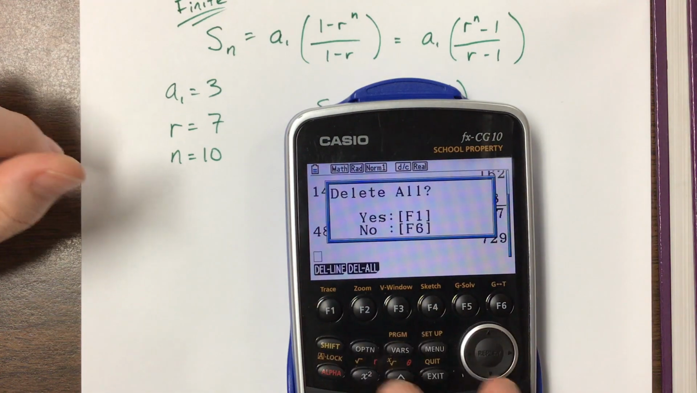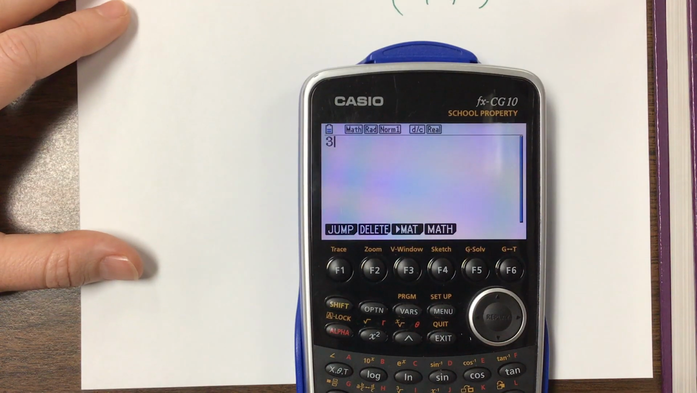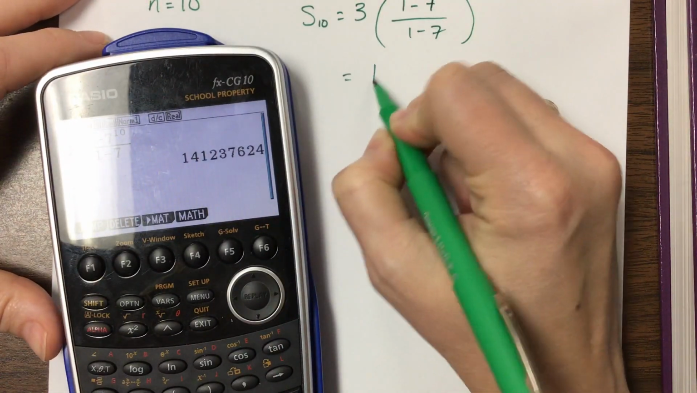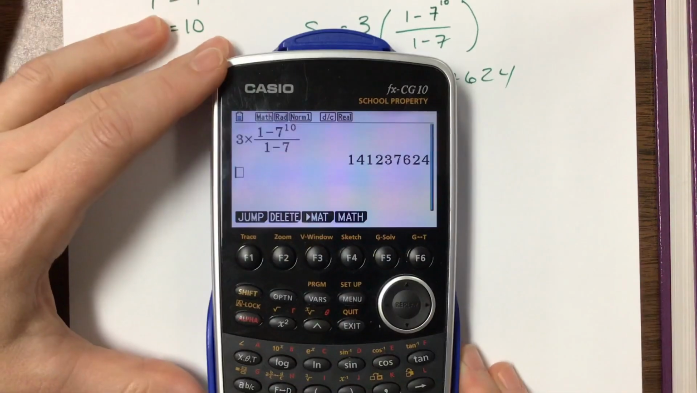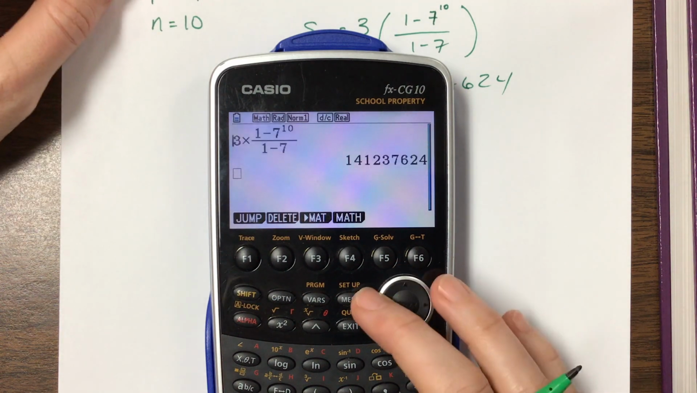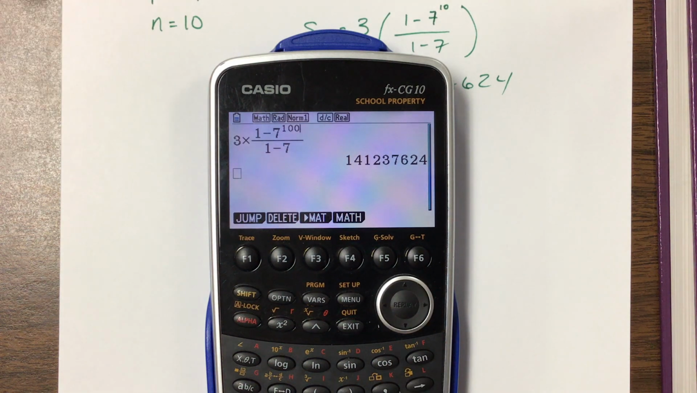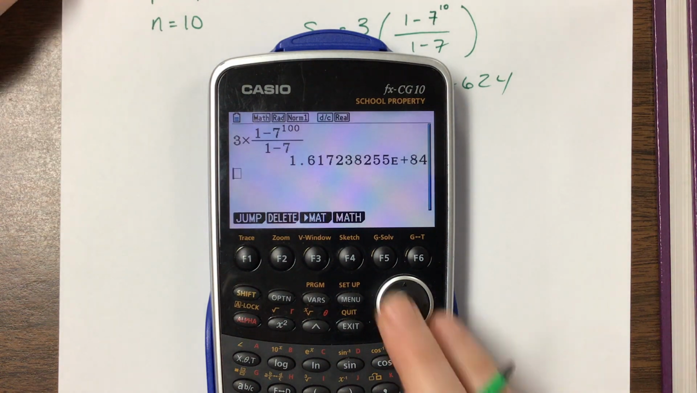So, hang on, let me just make my life cleaner. It was 3 times, and then I like to put this 1 minus 7 raised to the 10 over 1 minus 7. And sure enough, it's a big number. So this is equal to 1,412,376,24. Lovely. Sure, you could argue, I can plug in 10 numbers, Miss Kosh, that's great. But if I had made you find 100 terms, well, good luck with that. We definitely have better things to do with our life.